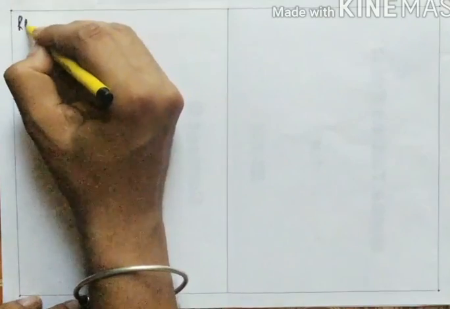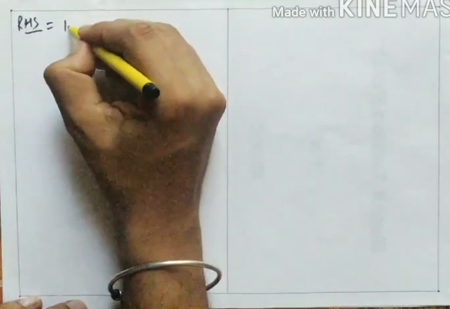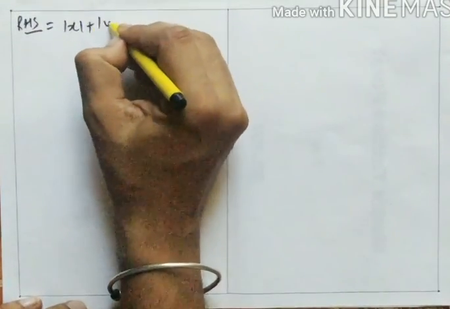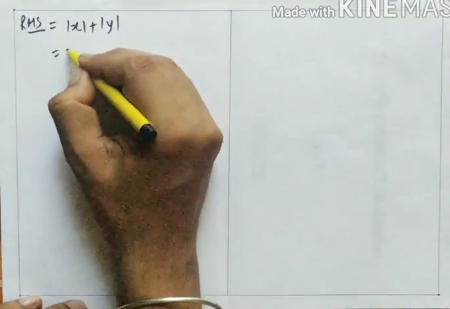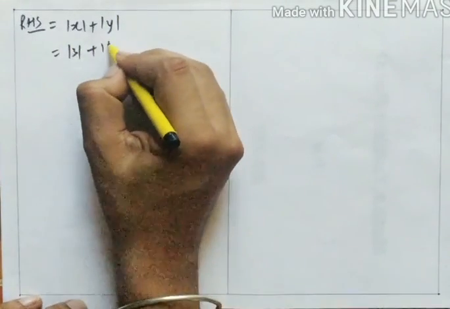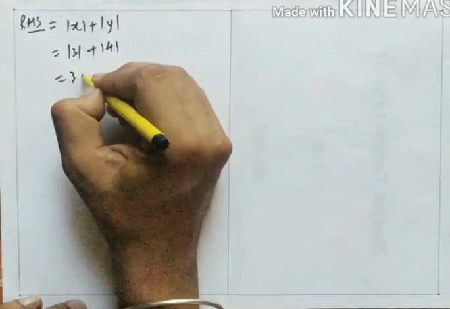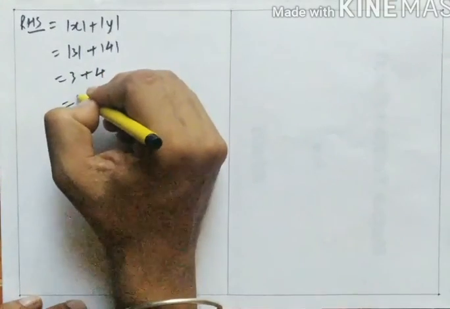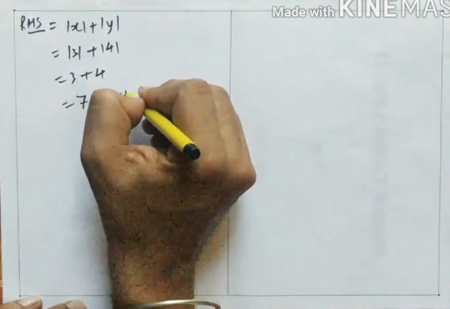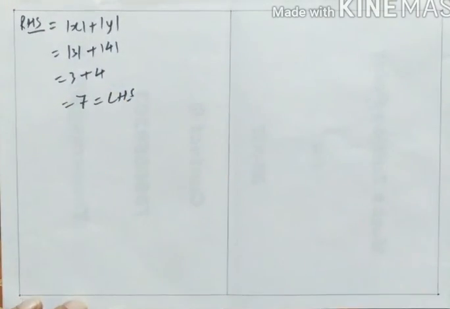RHS, that is mod of x plus mod of y, that is mod of 3 plus mod of 4, that is 3 plus 4, that is 7, that is equal to LHS. So for the first case, it is verified that whenever xy is greater than or equal to 0, or x and y both are positive, the property holds good.